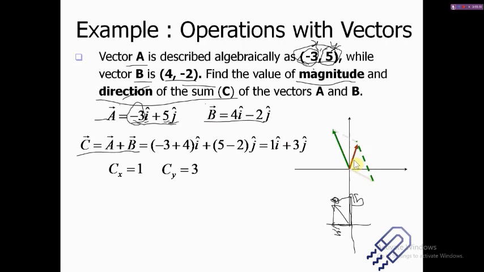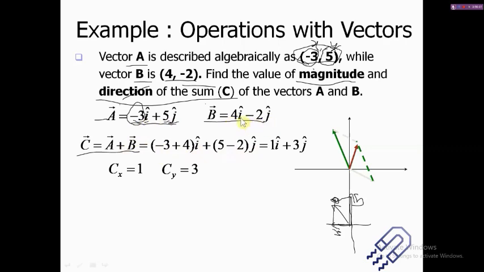Even if you don't consider the diagram, C would simply be nothing but A plus B. So if you just write down A plus B, what is my A? A is minus 3 plus 4 into I, and then this part will be my 5 minus 2 into J. Simple, you can add these two.